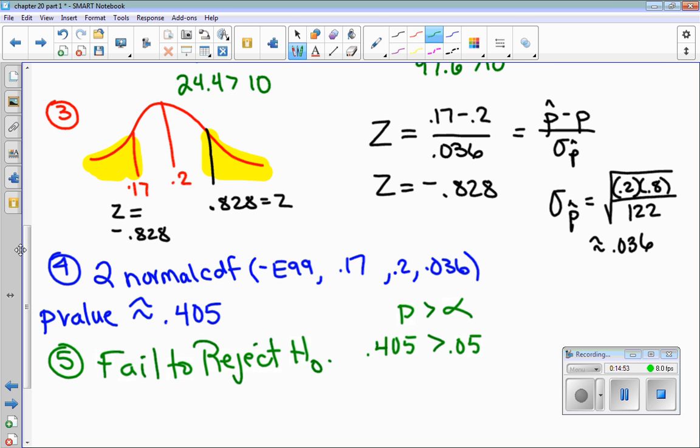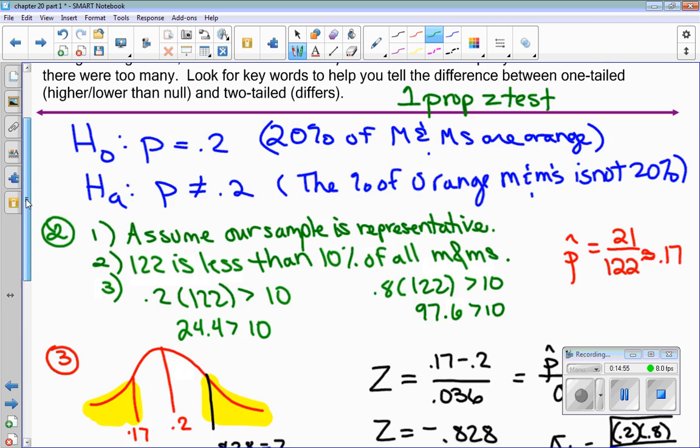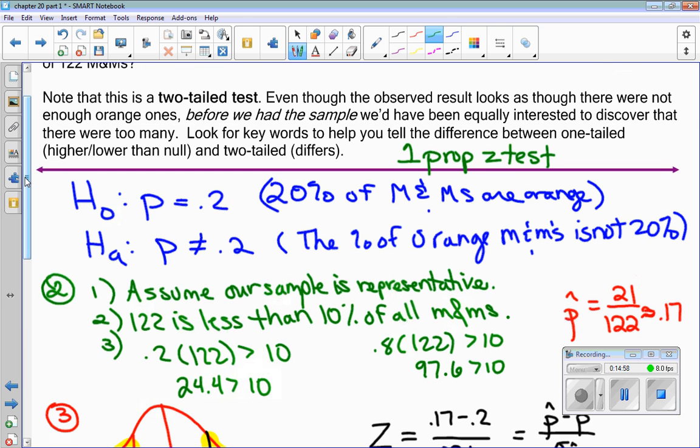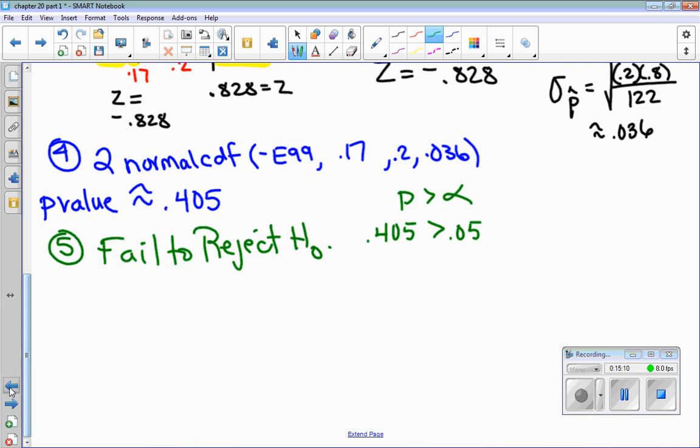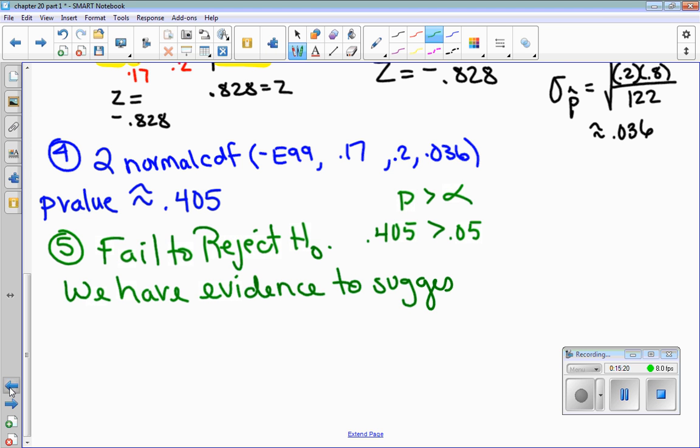So we can't reject anything, which means in context, what's true? I can't reject that, which means what can we say? We have evidence to suggest that what? 20% of M&Ms are orange. Okay, that's what we're going to say. So that would be the context here. We have evidence to suggest, and this is the evidence, by the way, this whole test, that 20% of M&Ms are orange.